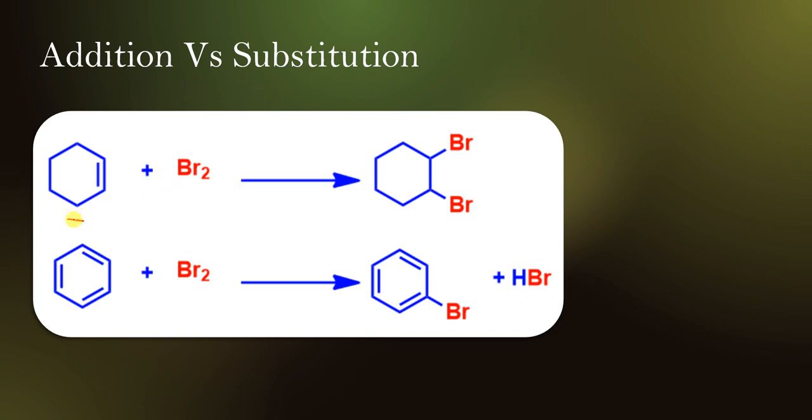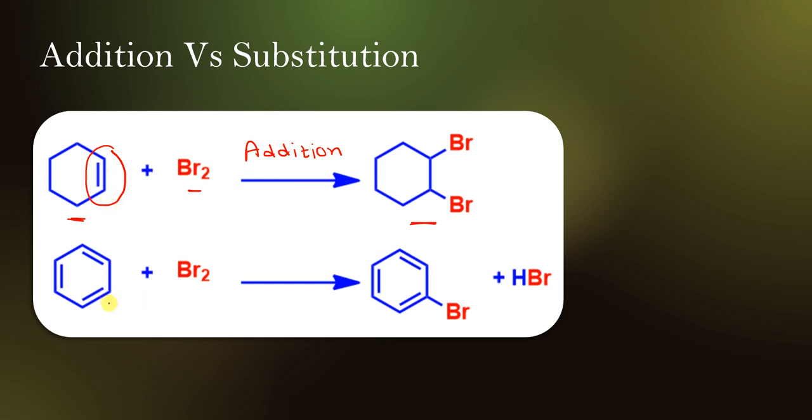Here cyclohexene is reacting with bromine. In this reaction, the bromine will get added across the double bond and we will get a dibromo compound. This type of reaction is called an addition reaction. This is addition of bromine across a double bond.